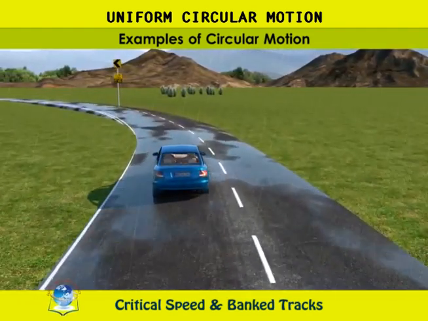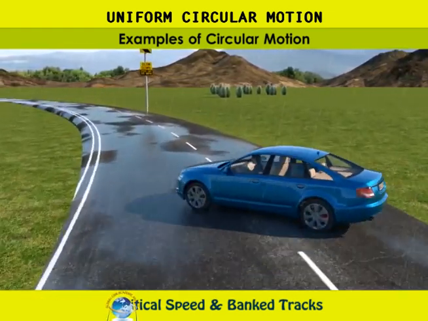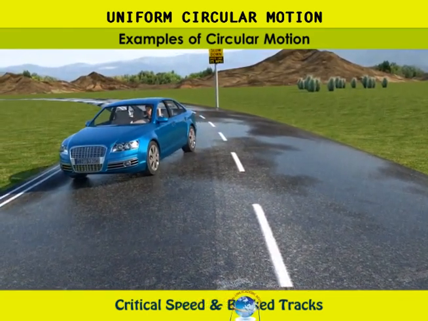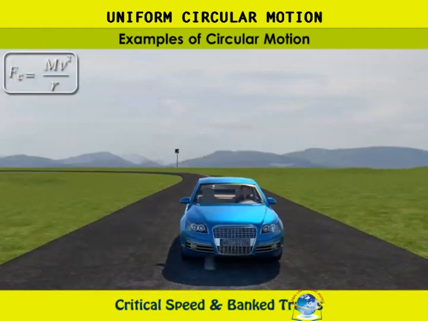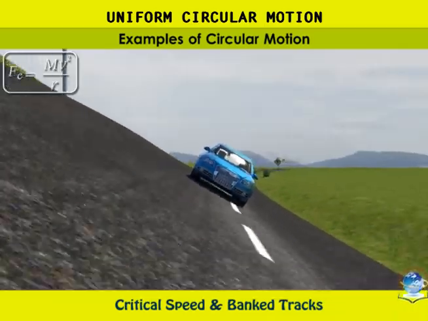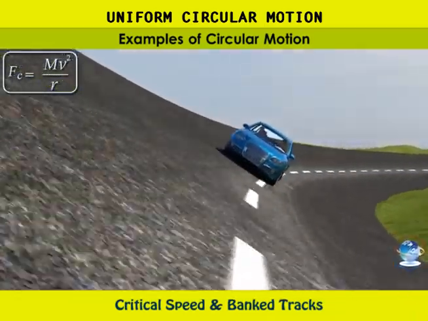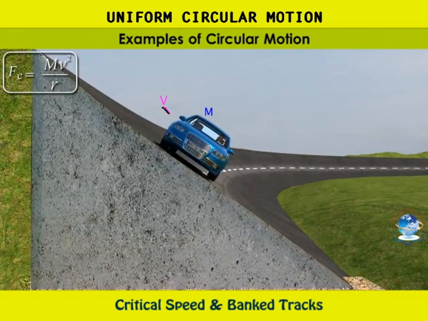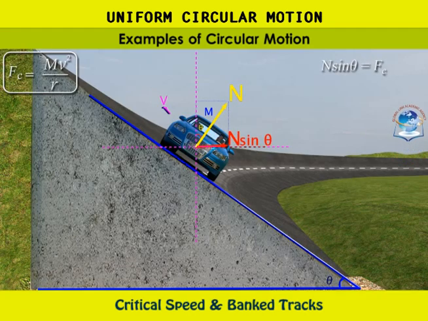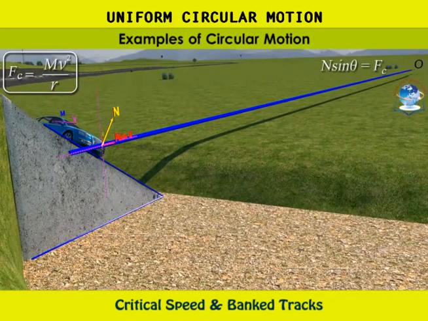Now, we cannot always rely on friction because it depends on external factors such as rain, which significantly decreases the value of static friction. To avoid skidding of vehicles around turns, the outer edge of the road is raised up, which is called banking. Suppose the surface of the road at a turn makes an angle theta with the horizontal axis. This results in a horizontal component of the normal force, N sine theta, acting towards the center and providing the necessary centripetal force at the turn.